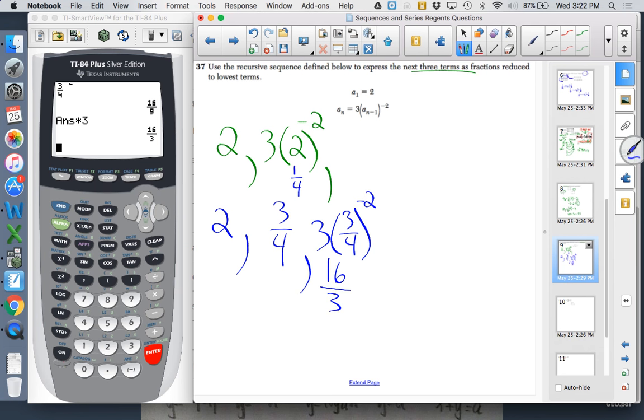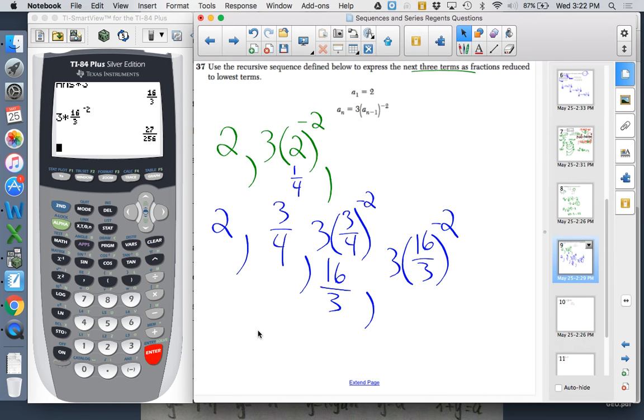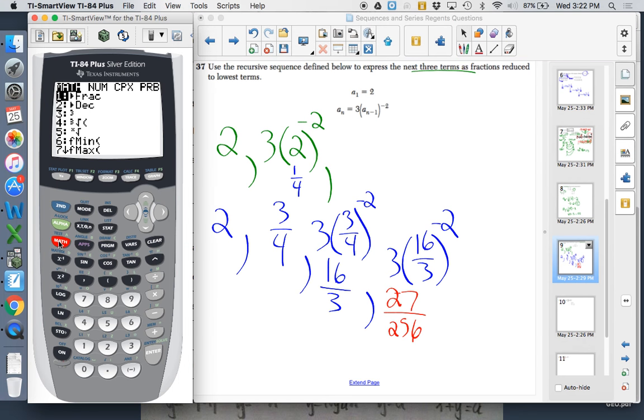16 over 3. And now my last setup is just going to be 3 times 16 over 3 to the negative 2. And I'll go to my calculator for that, which is 3 times, use those parentheses, 16 over 3, close it up to the negative 2. And I got 27 over 256. I believe that's in simplest terms, but if not, we'll just check it, math frac it down. Yeah, that's as low as it can go. So that's it. Those are your 3 terms.